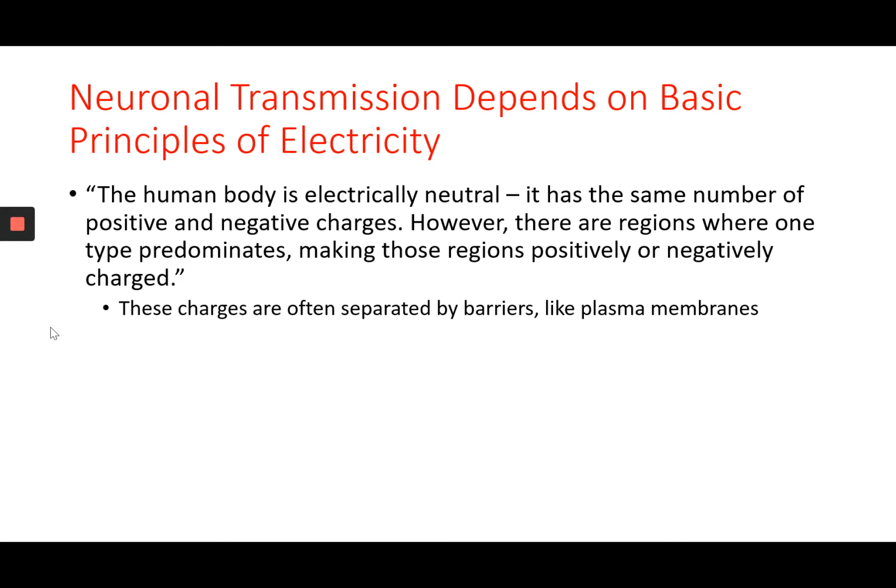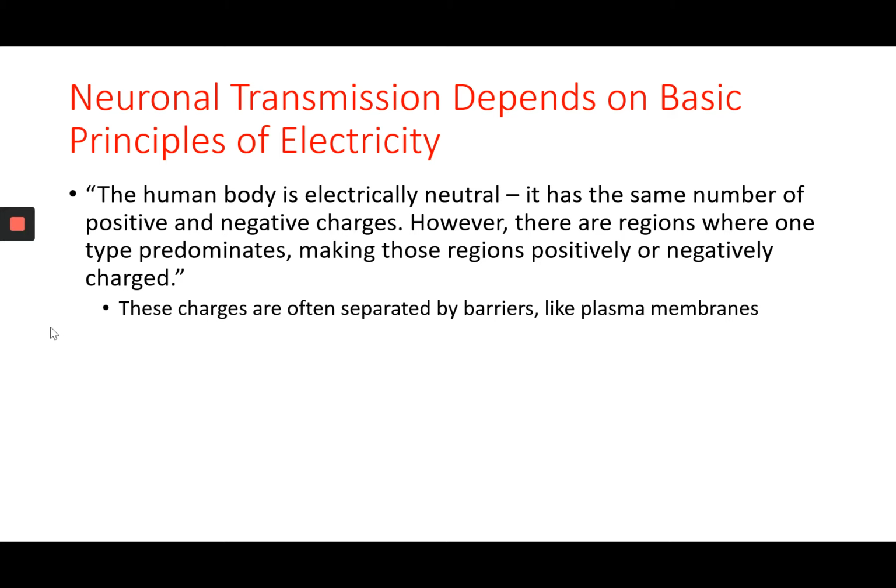Next, we're going to move in and look not just at neurons, not the cells that help hold them together, not at the different parts and how electricity travels through a neuron, but the electrical principles that allow the nervous system to be a communicating system. I've taken this out of your textbook, so I will read it a little bit verbatim: the human body is electrically neutral. It has the same number of positive and negative charges. However, there are regions where one type predominates, making those regions positively or negatively charged.